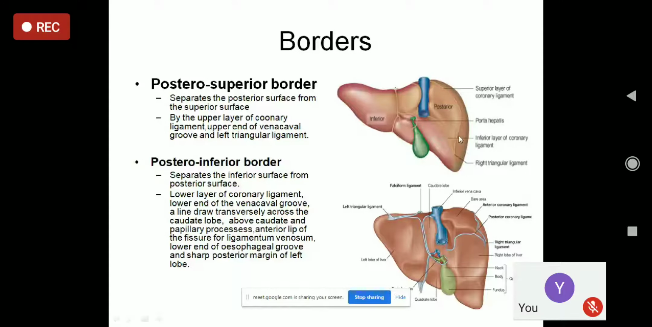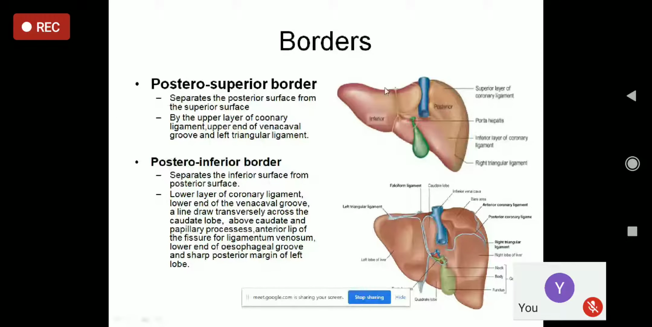Okay, so this is the upper layer of the coronary ligament. How does this posterior superior border extend? It extends from the upper or superior layer of the coronary ligament to the upper end of the inferior vena cava. Look here, this is the inferior vena cava, and from the upper end of the inferior vena cava it goes to the left triangular ligament. So this is the posterior superior border.